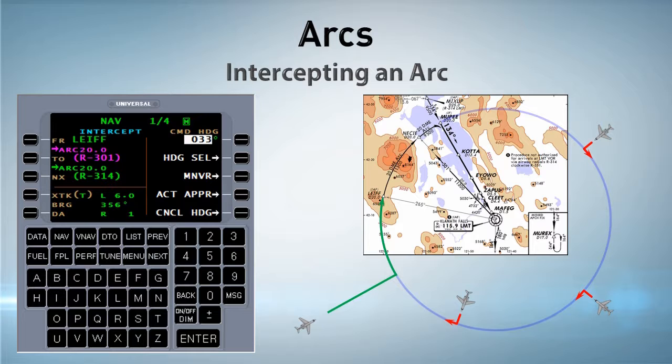The HSI will present a tangent to the arc. The FMS bearing pointer will point to the waypoint at the end of the arc segment. When the FMS captures the arc leg, the heading mode will cancel.